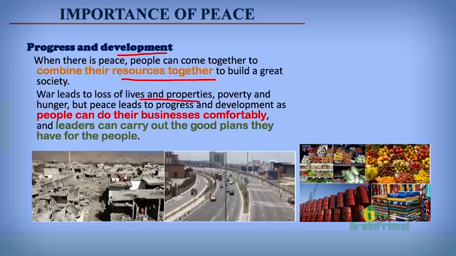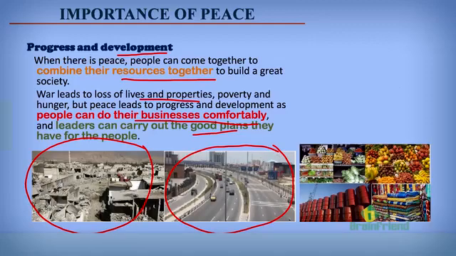But where there is peace, people can go about their daily business together. The leaders of the country can also carry out good plans that they have for the people. There is progress and development. We can take a look at this illustration that we have here. This is an example of a country that has been plagued with war and violence and fighting. But here, this is a country where there is peace. You can look at the environment alone speaks for itself. This place is destroyed, but this one is looking developed because there is peace. So peace brings about progress and development.